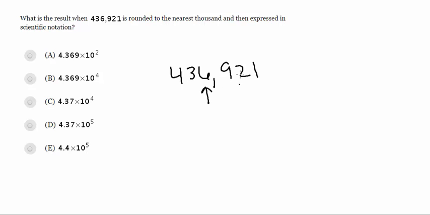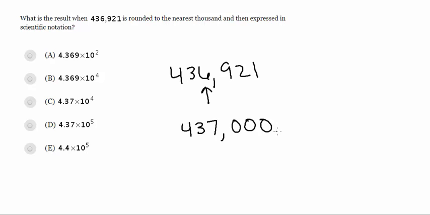So in this case, since this number is 9, we're going to go ahead and round this number up to a 7. So rounded to the nearest thousand, this new number is going to be 437,000, just like that. So going from there, now we need to express this in scientific notation.